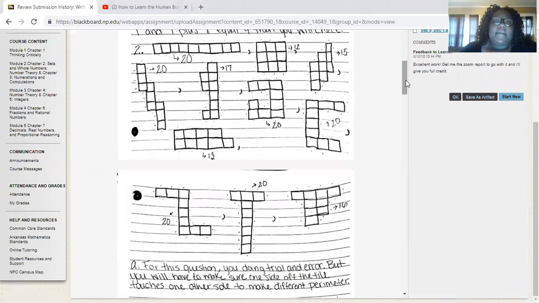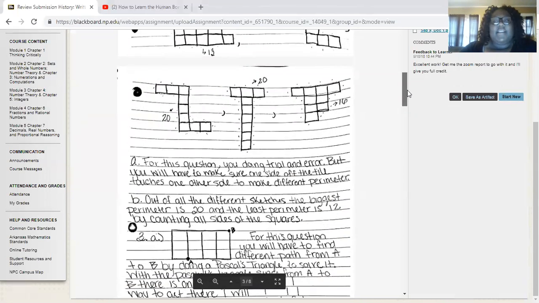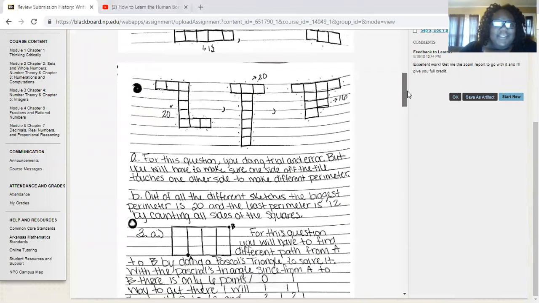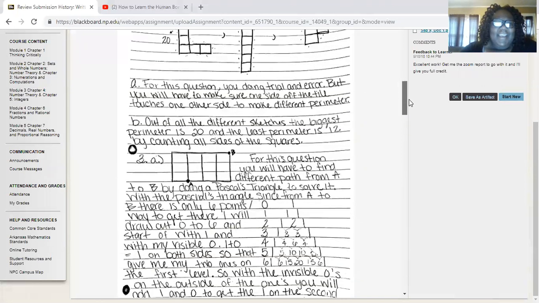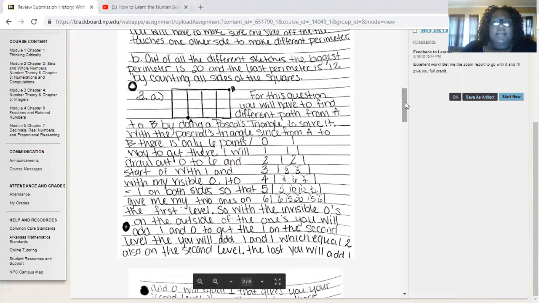let's say, you can say different methods on how to find the perimeter only using 9 squares. Or rectangle, however you want to use it. But I like squares. It's equal. So out of all the different sketches, the biggest perimeter that we got out of those 9 squares were 9. And then the least perimeter we have is 12, by counting all sides of the squares. Is how you find the perimeter. Because perimeter is length times length plus width plus width plus width.